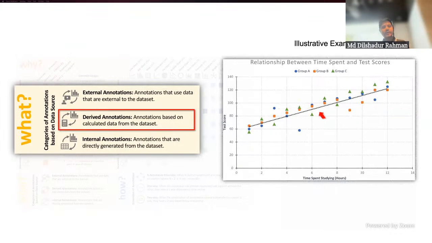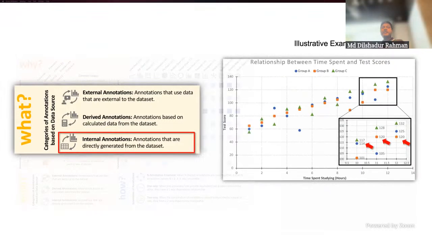This correlation line, though, is being calculated from the dataset itself, using an algorithm to figure out the relationship between the two variables of the scatter plot. That makes it a derived annotation. And what about the labels inside this rectangle? Those come straight from the dataset without any changes, just showing what's already there. So that's why they are internal annotations.